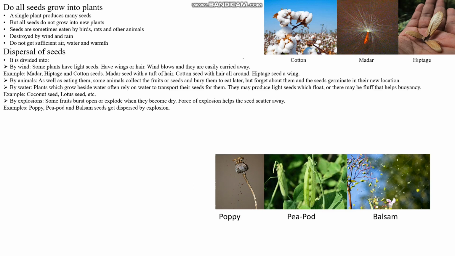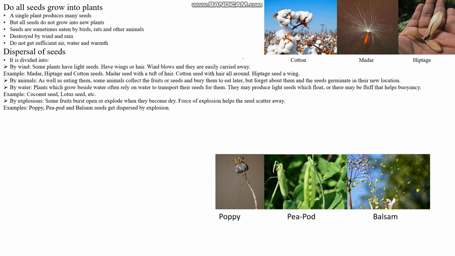Some seeds have special features due to which they are dispersed naturally. Means they are dispersed by dispersal agents, and these agents include wind, water, animals or explosion. First, let us learn how seeds are dispersed by wind. Some plants have light seeds, some seeds have hair-like structures on them and some have wings. So when the wind blows, they are easily carried away from one place to another.